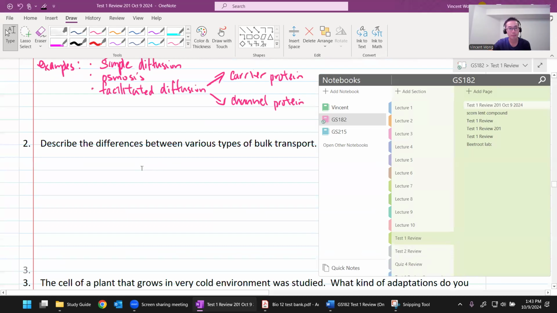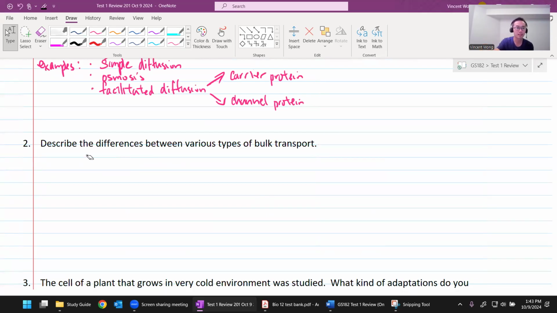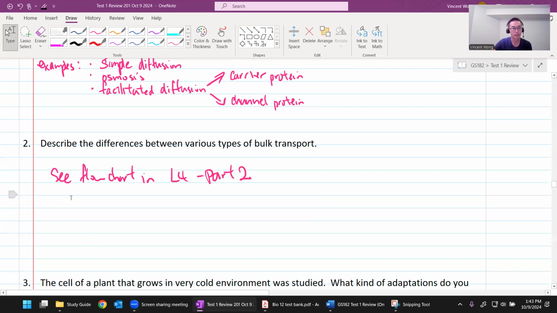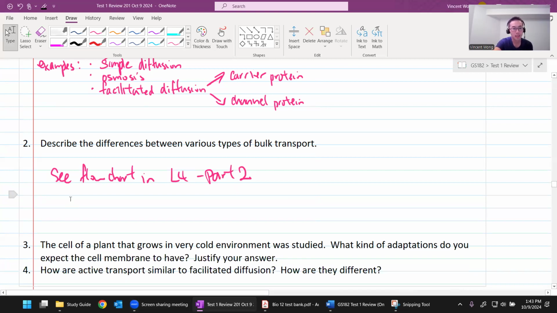Test 1 review. See the flow chart in lecture 4, part 2. It's going to be in the notes.